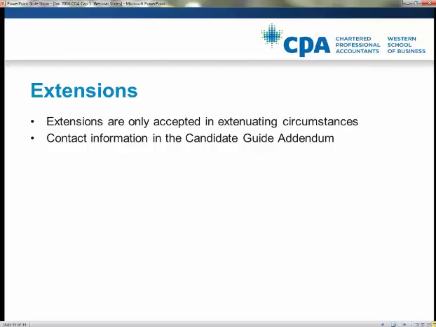Extensions are only accepted in extenuating circumstances. So again, go back to the candidate guide addendum for the contact information and the candidate guide on when an exception would be made. But if you run into technical difficulties and it's 5 minutes before the module Dropbox deadline, you had better get it resolved. So leaving it to the last minute and then running into technical difficulties or saying that you don't have Wi-Fi access or your internet was down are not valid reasons. So again, don't leave it to the last minute, please.